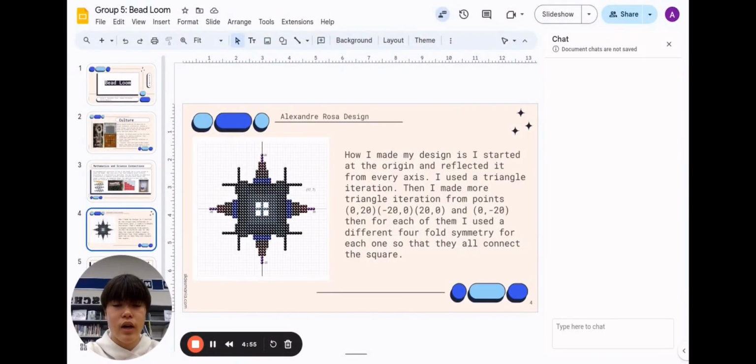For my design, how I made my design is I started at the origin. I reflected from every axis. For this, I used a triangle iteration starting from the middle, and then I used triangle iteration again from points of 0, 20, negative 20, 20, and 0, 20, negative 20. And then from there, I made it to where they connected to the middle square and used a different four-fold symmetry for each one so they connected.